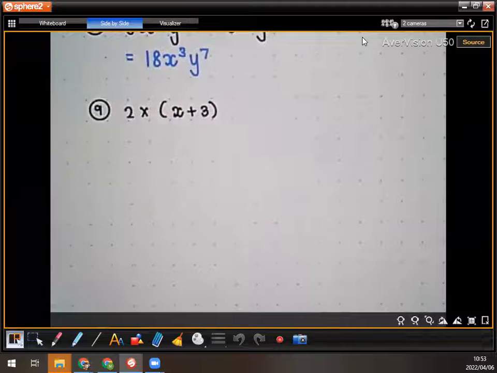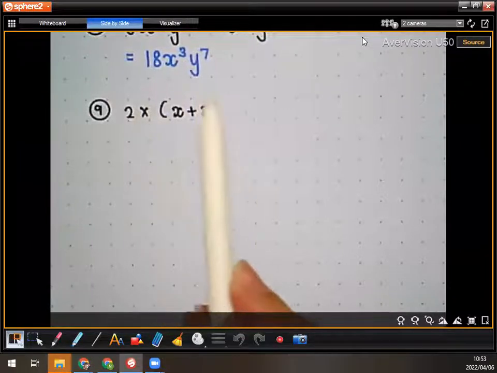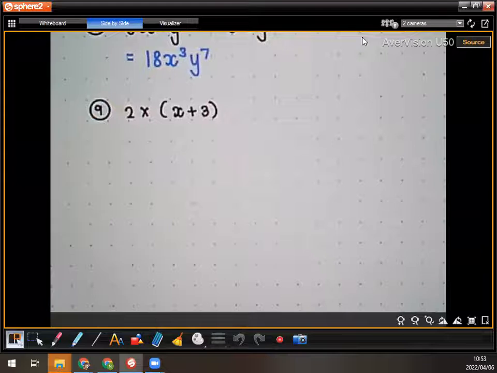Now guys, we know from BODMAS that we are supposed to simplify the bracket first. Right? Bracket comes before multiplication. So now if we look at the bracket, it's saying x plus 3. Can I add x and 3 together? Are they like terms? No. But even though we're supposed to simplify the bracket first, we actually can't. Okay, so let's just add that as a note.